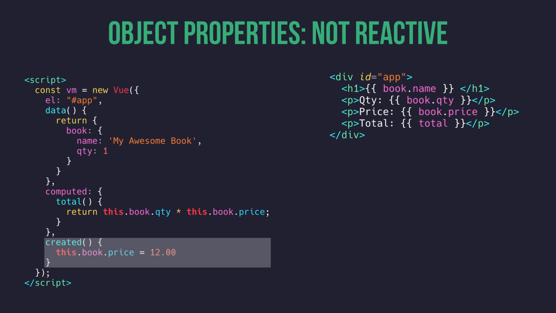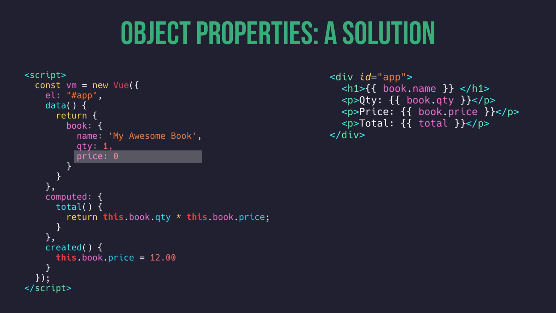But what if we took the price out of that book object and we moved it down to the created lifecycle hook? This is the exact example that we saw with the AB. This is going to work the first time, but then anytime price changes, one, it's not going to update in our template, and two, total, our computed property that relies on price, is not going to be updated either because that property is not reactive. So again, one solution is we could declare the price as 0, and then in our created method, go ahead and update it. This will fix it.